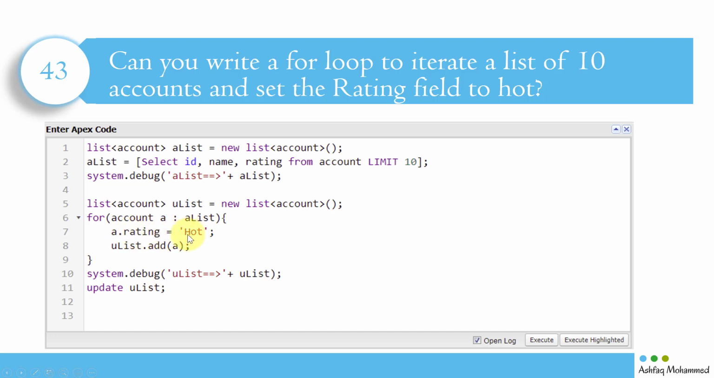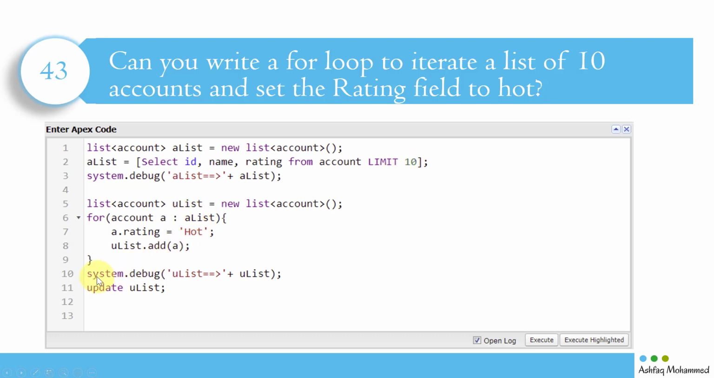I'm simply updating, and I'm adding that into my u list, meaning updated list. U list dot add this a, I am adding into it, right? I'm closing the for loop. So this will happen until this list completes, okay? Until 10 times, right? Because I have 10 records in my a list.